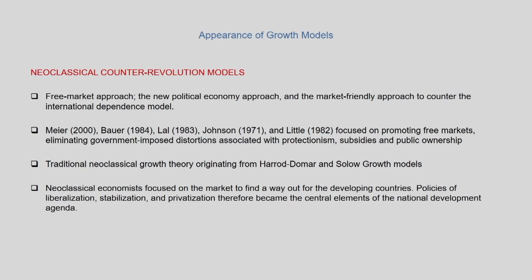Little. They were focusing more on promoting free markets, eliminating government-imposed distortions associated with protectionism, subsidies, and public ownership. Now, what was the main argument of the neoclassical counter-revolution models? The basic argument was that underdevelopment is not the result of predatory activities of the developed countries and the international agencies, but was rather caused by domestic issues arising from heavy state intervention, such as poor resource allocation, government-induced price distortion, and corruption. So, as a response to public sector inefficiency, they proposed promotion of free markets.